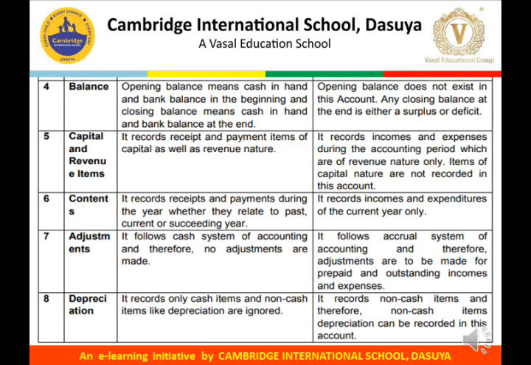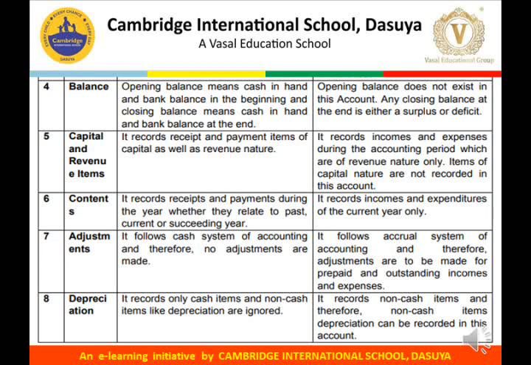The next basis of difference is balance. Opening balance means cash in hand and bank balance in the beginning, and closing balance means cash in hand and bank balance at the end in case of a receipt and payment account, whereas in income and expenditure account opening balance does not exist, and the closing balance at the end is either a surplus or a deficit.